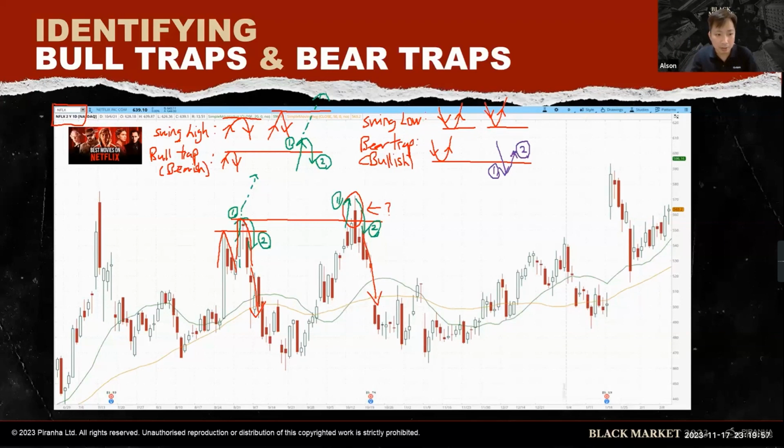So example here, you can see, guys, this is a swing low. You draw a line across, the price goes below the swing low, first step, and then closes back above the swing low, second step. Okay, this is a bear trap pattern.